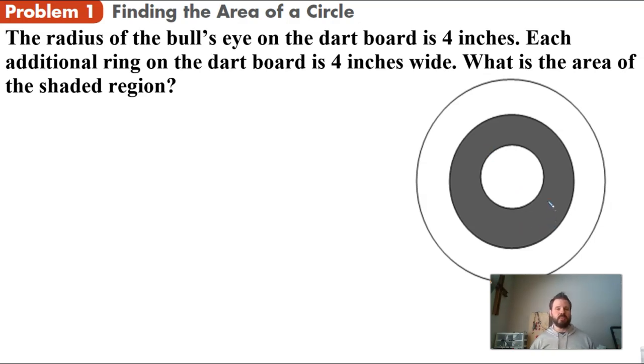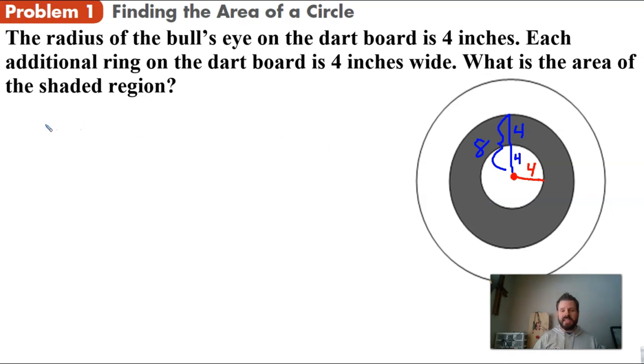So let's fill in this picture with what we know. It says the radius of the bullseye on the dartboard is 4 inches, meaning that from center to edge of the bullseye is 4 inches. It also says that each additional ring of the dartboard is 4 inches wide, so we have another 4 on top of the 4 for the radius of the bullseye, which gives us a radius of this middle circle of 4 plus 4, in other words, 8.